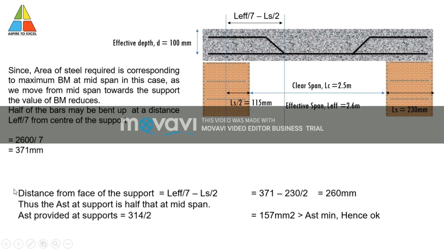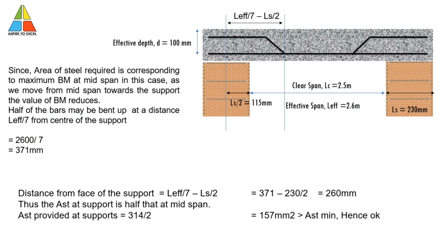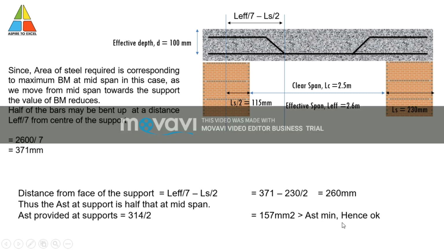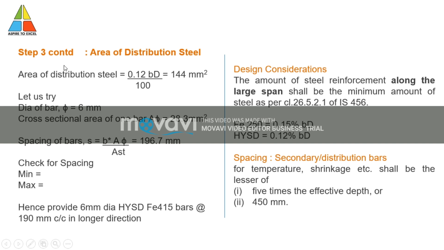So now we know that 50% of the bars are bent up. So the area of steel at the support would be half only. The area of steel provided is 314, so half of it would be 157, right? And it is still more than minimum AST, right? So let us move on. Now we'll calculate the area of distribution steel.